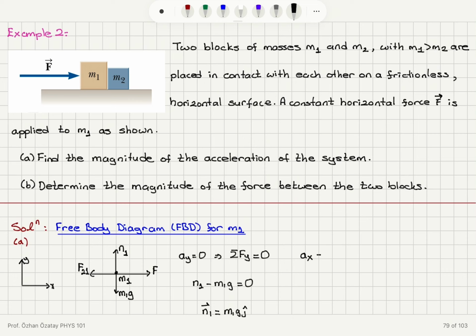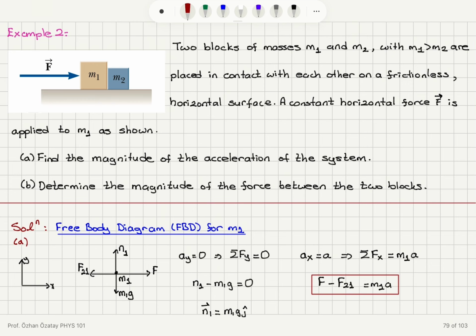On the x-axis, it has a certain acceleration a, and therefore the net force on the x-axis, or the sum of the x components of all the forces, should add up to m1 times acceleration a. And we have a force to the right, F, in i hat direction, and F21 in minus i hat direction, minus F21. This is equal to M1a. So let's keep this result in mind: F minus F21 is equal to M1a.